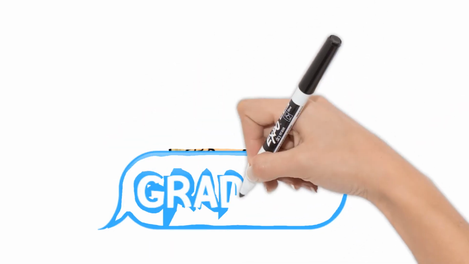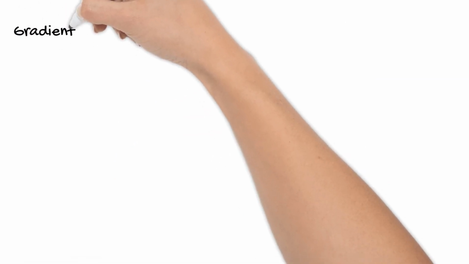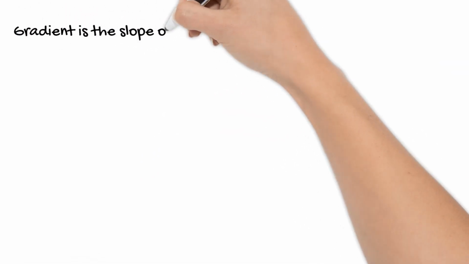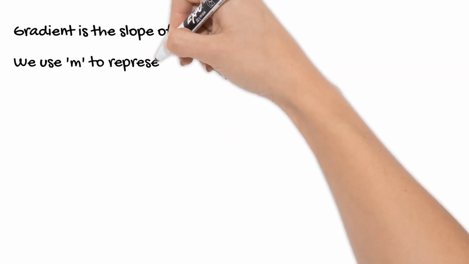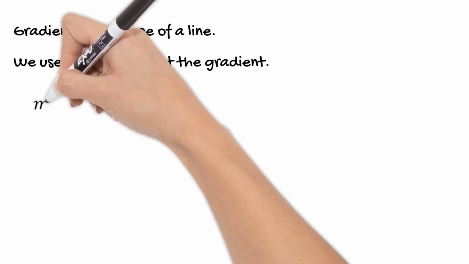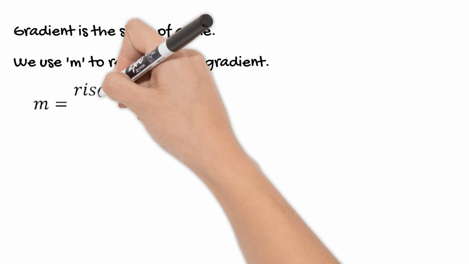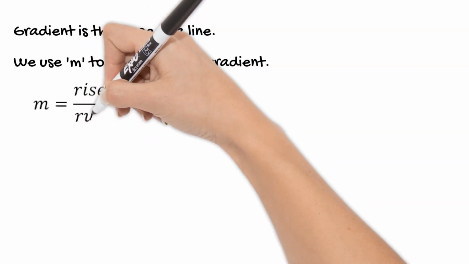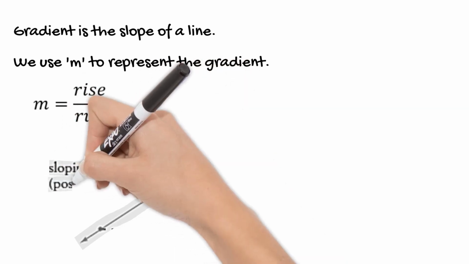So we're looking today at the gradient of a slope. Essentially, the gradient is the steepness of a line. We actually use the letter m to represent the gradient. So our gradient is equal to rise over run. What that means is how vertical the line is going over how far horizontal the line is.